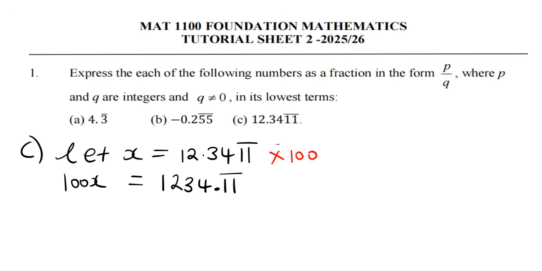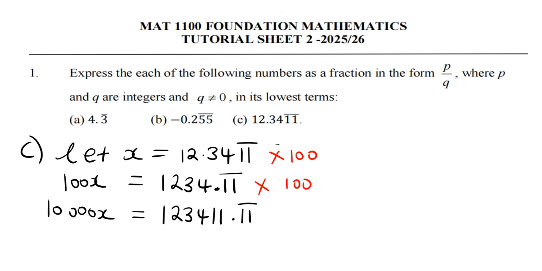Okay, now that the point is very close to the numbers that are repeating, I'm now going to multiply according to the decimal places of the numbers that are repeating. We have two numbers in this case. I'm going to multiply by 100 again on both sides. So on my left hand side I'm going to have 10,000x. This will be equal to, on my right hand side, 123,411.11 repeating. Okay, so like we did with the previous one, we're going to name this one as equation number 1, this one as equation number 2.